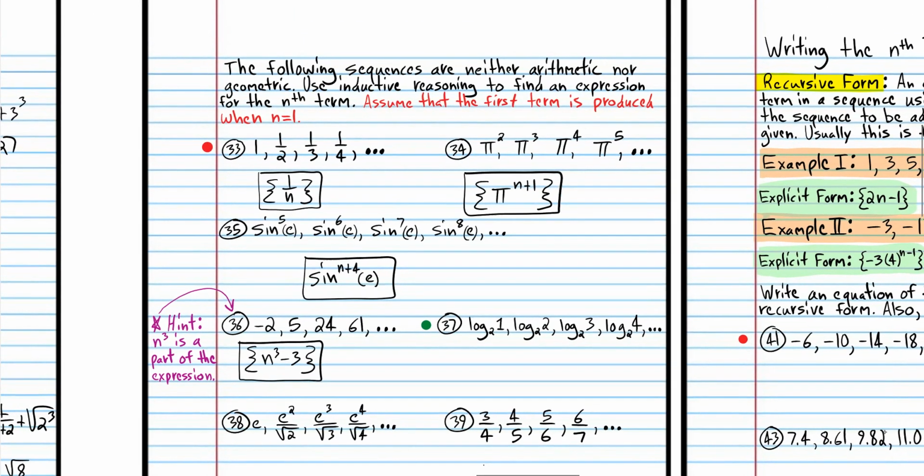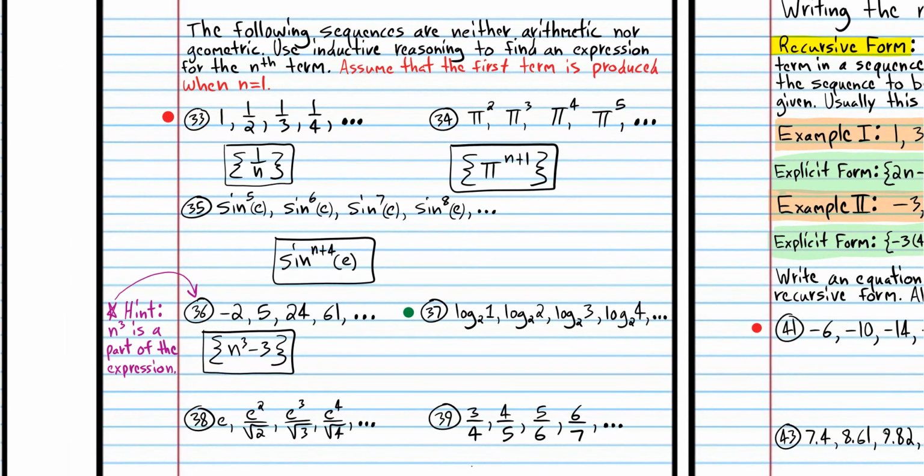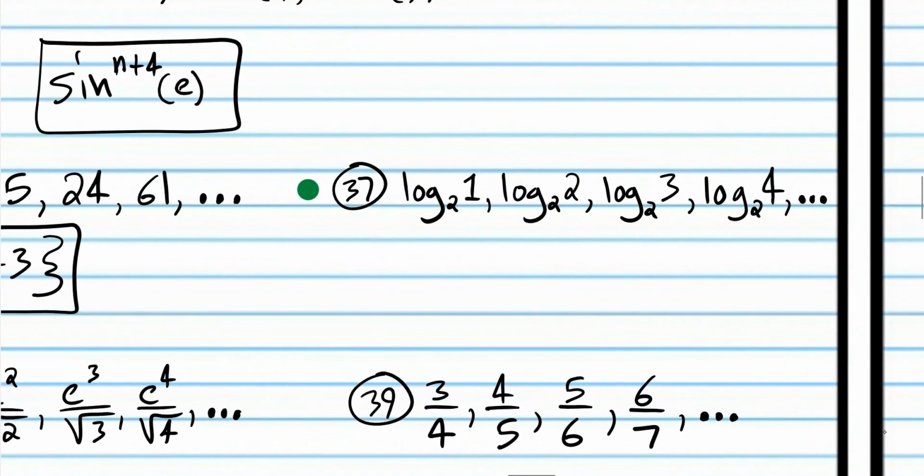Okay, so I want you to try number 37. And when you come back, we'll do it together. Okay, we're back. So we have log base 2 of n, and that's it. It's that simple.